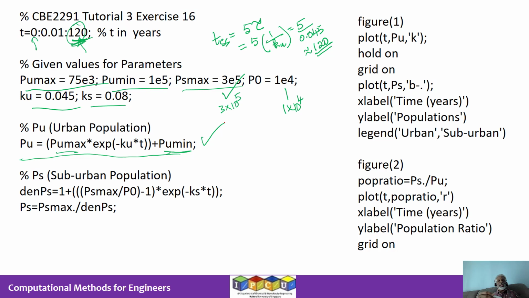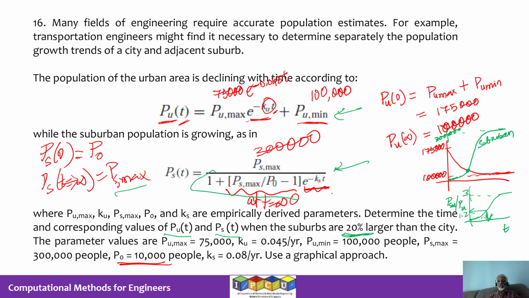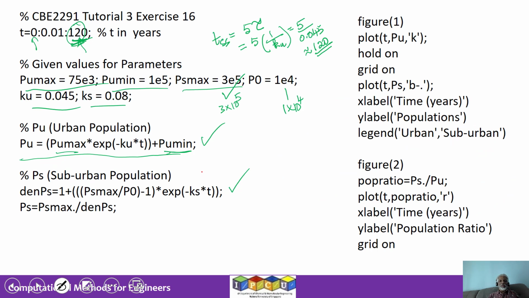The suburban population formula is a little complicated. So what I do is I first program the denominator of PS. I just program this part, the denominator of it. So it is going to be equal to 1 plus (PS max by P naught minus 1). So this is in brackets, and you have to use the brackets carefully. This bracket finishes this part. This bracket is for PS max by P naught. I'm a little careful with brackets, so I don't hesitate to use more brackets just to get the formula right.